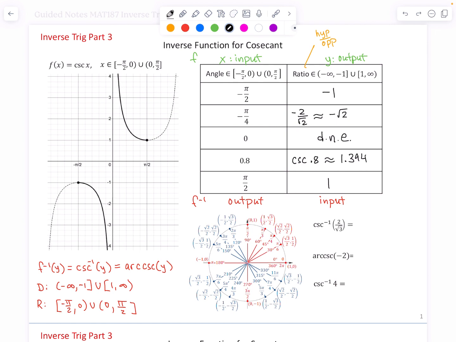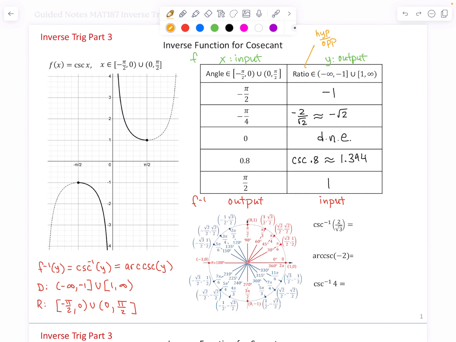Okay, let's evaluate the inverse cosecant function at a few different inputs. Looking at this first one right here, the inverse cosecant of 2 over radical 3. Now, sometimes a unit circle will be useful when doing this, and sometimes it won't be, and we'll have to use a calculator. So when I say the inverse cosecant of 2 over radical 3, this means I'm trying to find an angle that's in the fourth or first quadrant at which the cosecant will be 2 over radical 3.